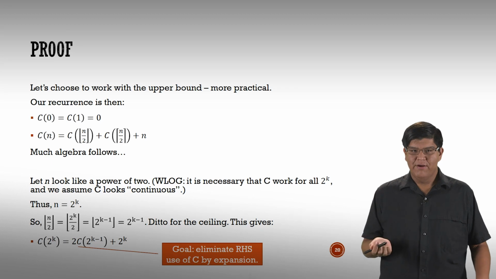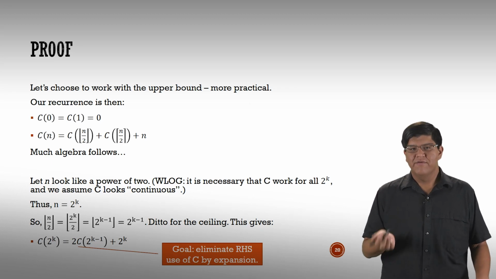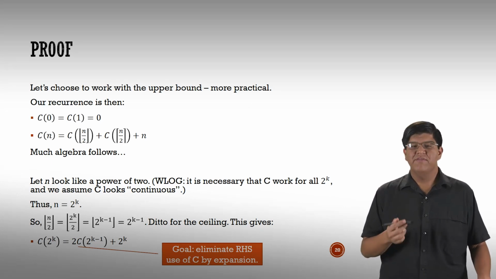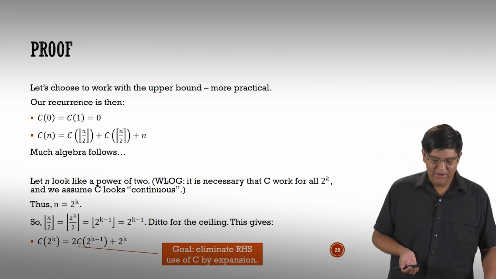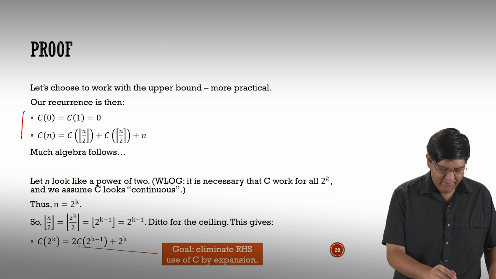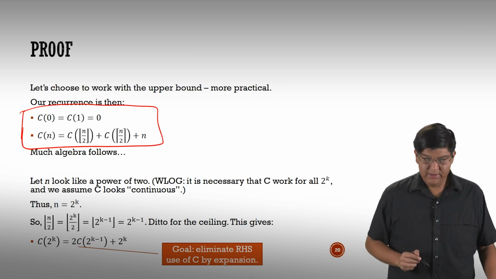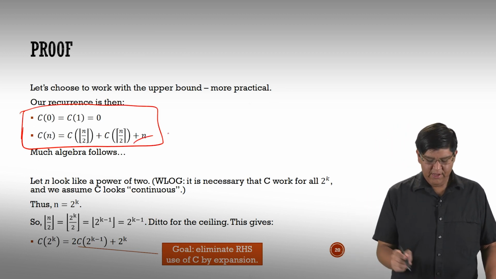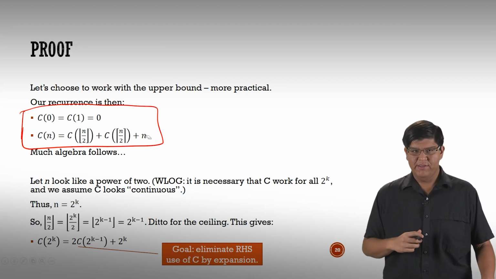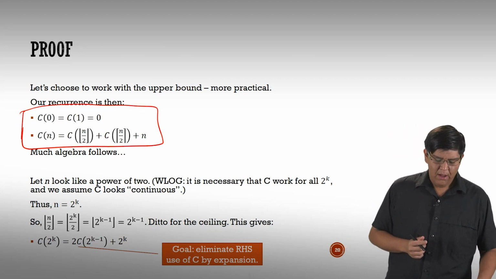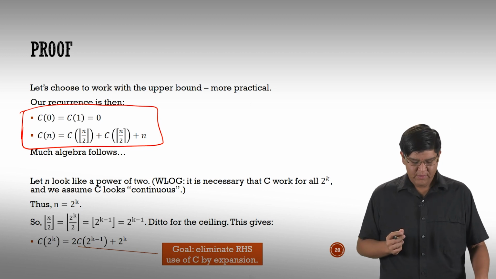So I have my recurrence. I've written out the upper and lower. I'm going to focus on the upper though, just because it's more practical. It's useful to know that my algorithm will never take longer than this amount of time to run. All right, so we know the following. We know our base case and we know our recurrence. And we're going to focus on that upper case there, the n residual, for the number of comparisons needed by the merge step. All right, so I have that.